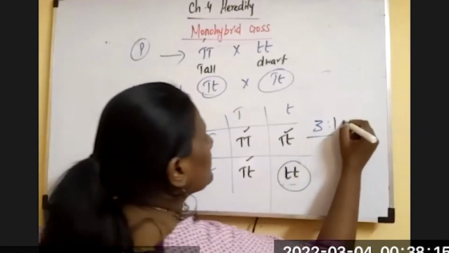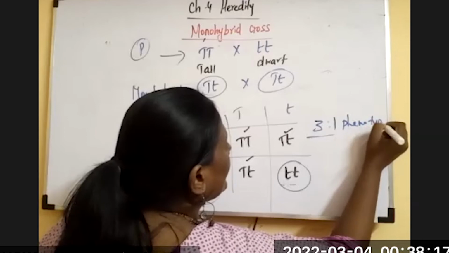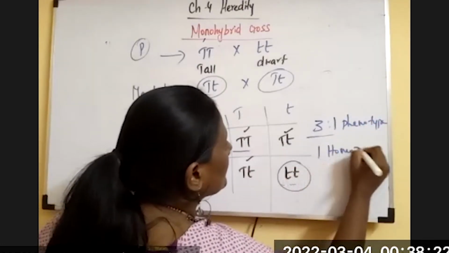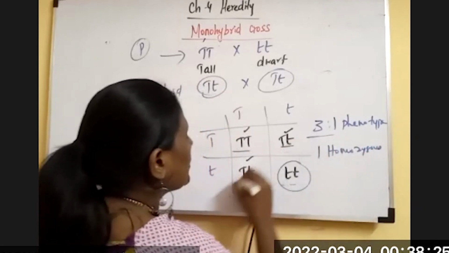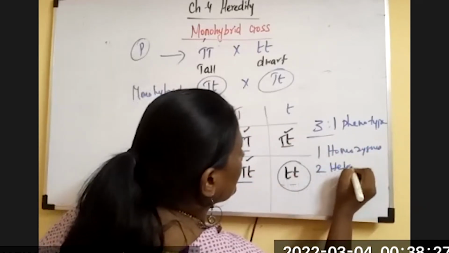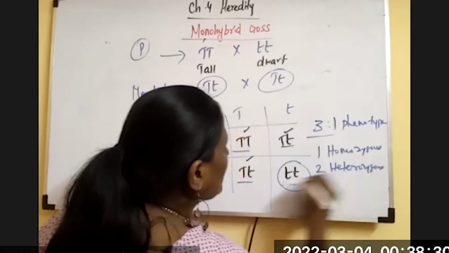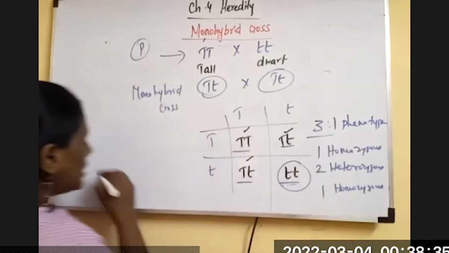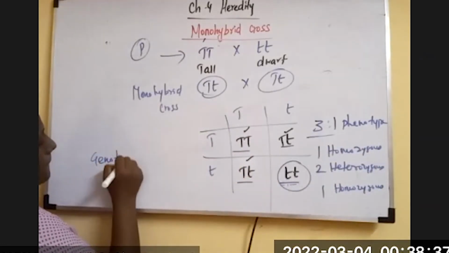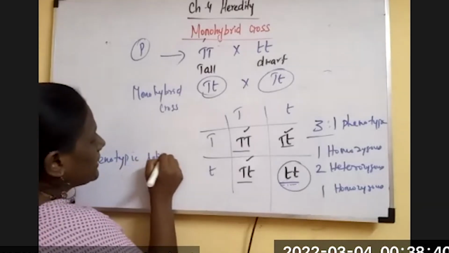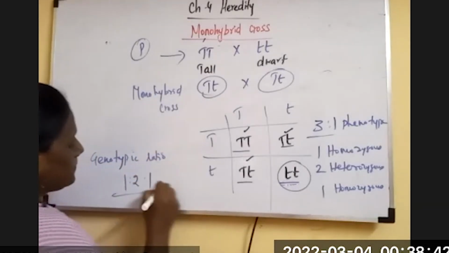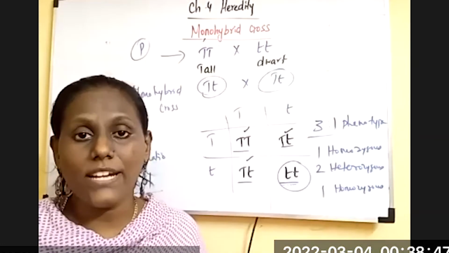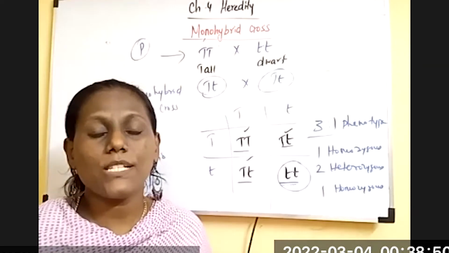This is a phenotypic ratio, by seeing the height. Genotypic, in the sense, 1 TT is 1 homozygous, and these are heterozygous, 2 heterozygous, and 1 homozygous. So this is a genotypic ratio. This genotypic ratio is 1:2:1. So the monohybrid cross ratio is 3:1 phenotypic, and genotypic is 1:2:1.